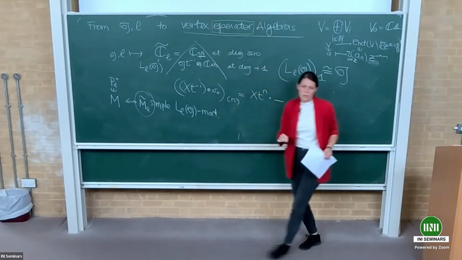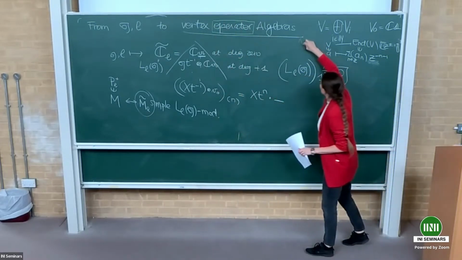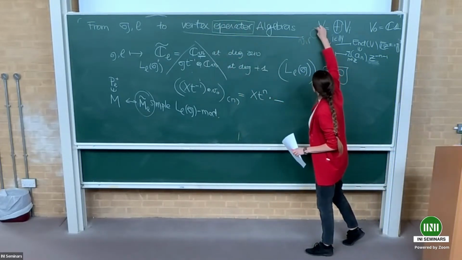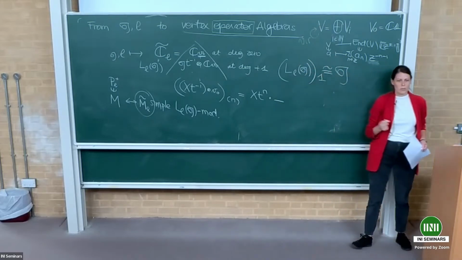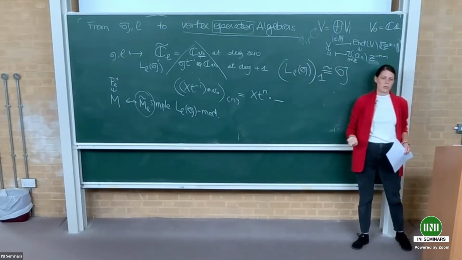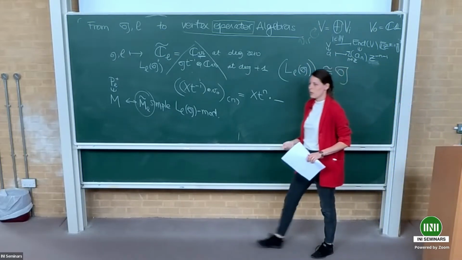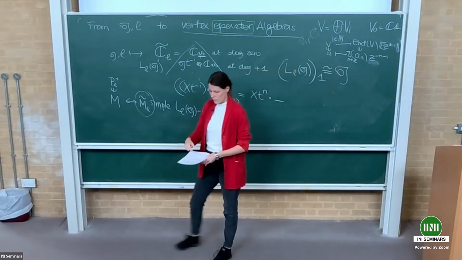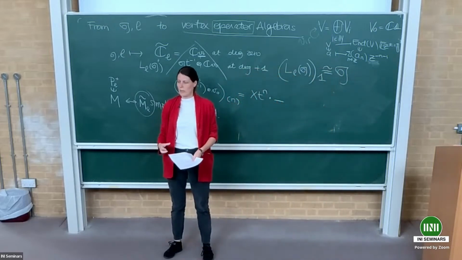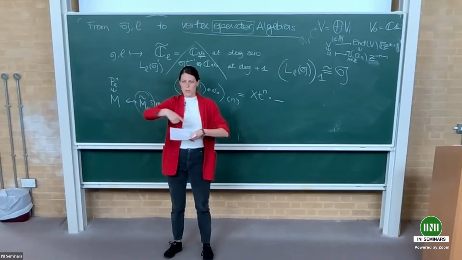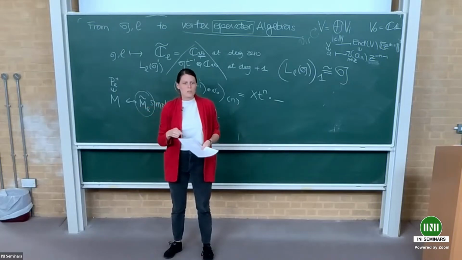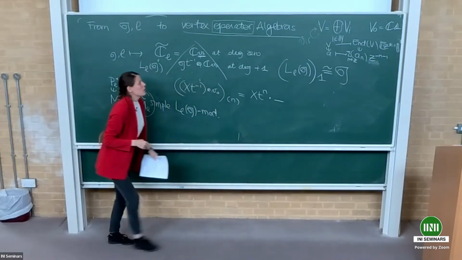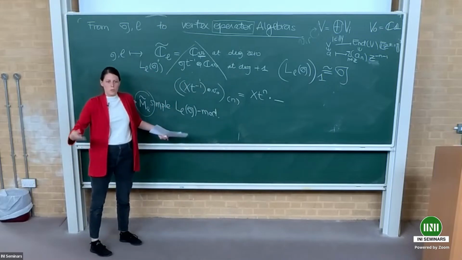And the word operator means that I have the Virasoro Lie algebra acting on V. And this is really the link to geometry. The Virasoro Lie algebra can be seen as an extension of the Witt algebra, and the Witt algebra are like derivations of the punctured disk. So it's related to deformations of curves.